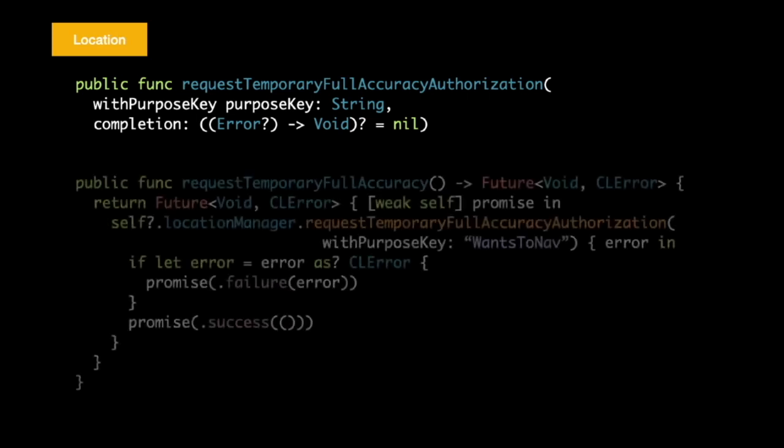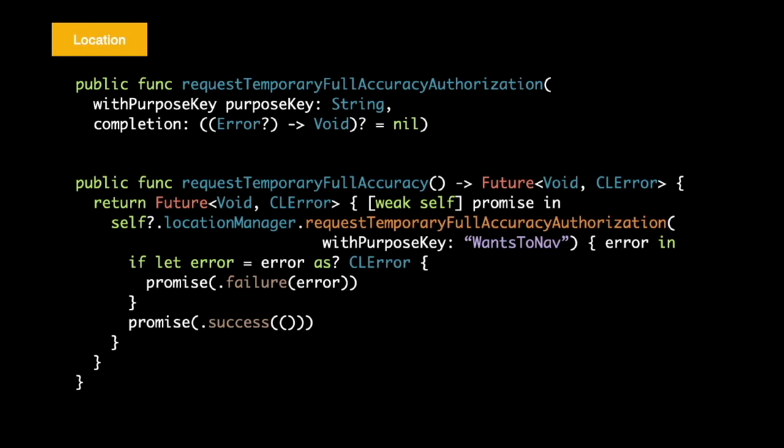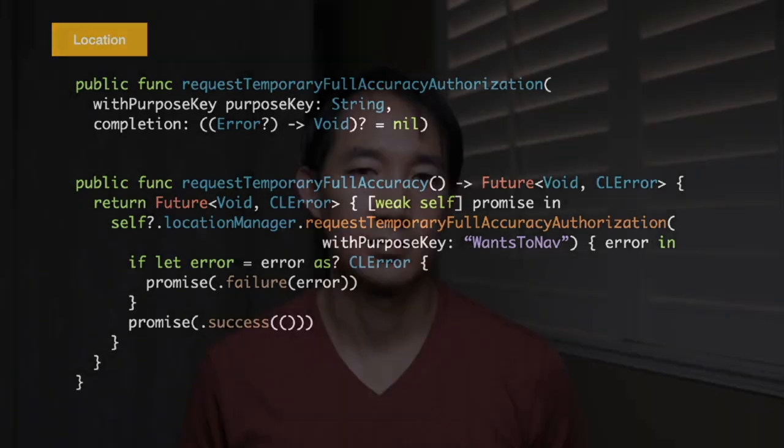We have our own method called requestTemporaryFullAccuracy that returns a Future. Publishers that don't publish a value can just use Void. Because this is a Core Location API that can publish a Core Location error, we need to have the failure type here as CLError. Then in the closure, we use location manager's new requestTemporaryFullAccuracyAuthorization method. And we can resolve the Future with a failure if we get an error, or we resolve it successfully.